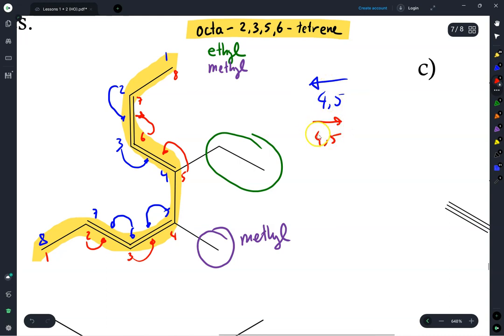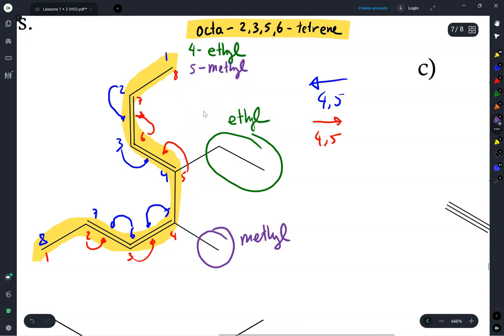So the next best thing is to use the alphabetical order as the tiebreaker. Since E comes before M, ethyl should get the lower number. If ethyl should get the lower number, we've got to use the blue counting system instead of the red counting system. That way ethyl gets a 4 instead of a 5 address number. All right, so it's very systematic.